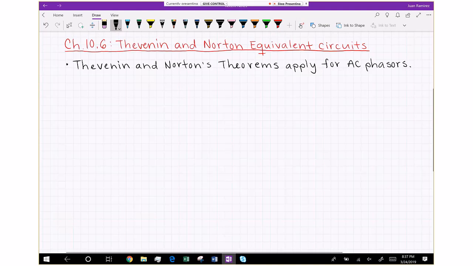Okay, so let's first take a quick review of Thevenin equivalent circuits and Norton equivalent circuits. We'll go over the steps, and then after that we'll do a couple of examples. We'll do an example applying Thevenin's theorem, and then we'll do a second example applying Norton's theorem.